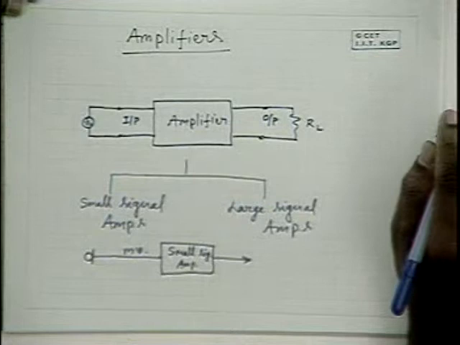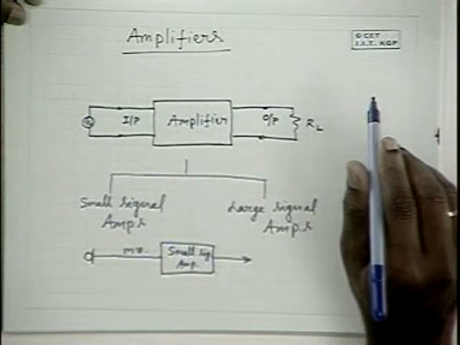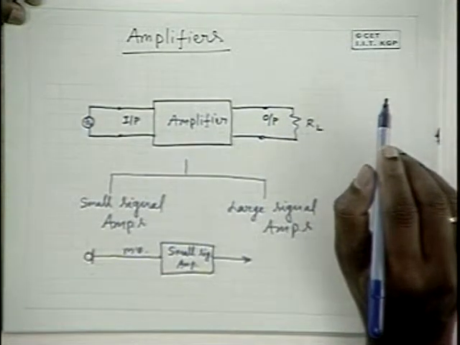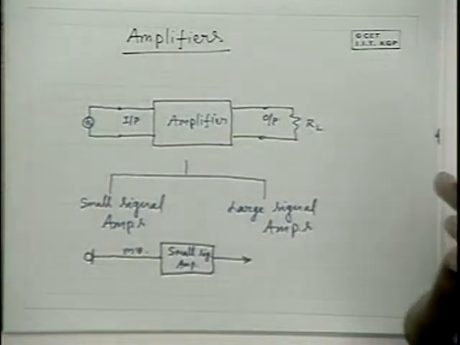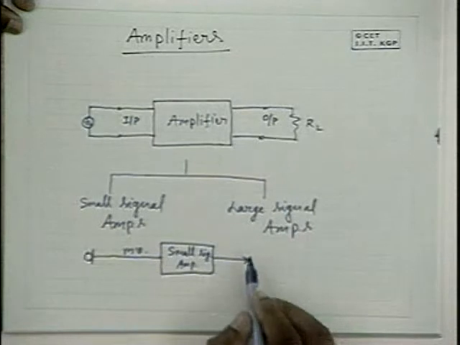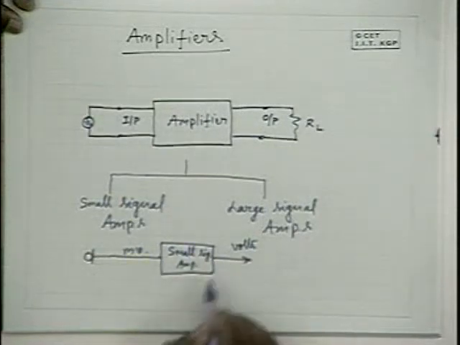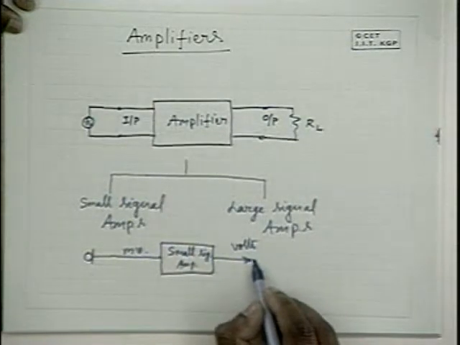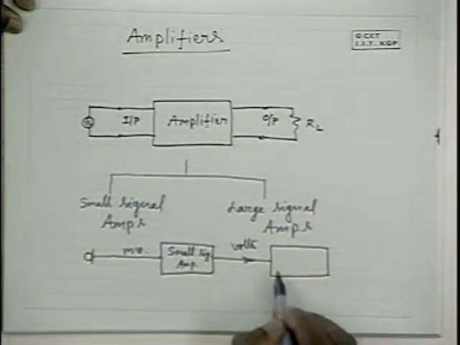Now, for applications like a public addressing system, you need hundreds of watts of output. Only then can a large gathering, a big auditorium, be powered with amplified audio signal. Hence you need further power amplification of this input signal. Here it is millivolts, and it is of the order of volts at the output of the small signal amplifier. And since the signal is large here, it's a large signal amplifier.